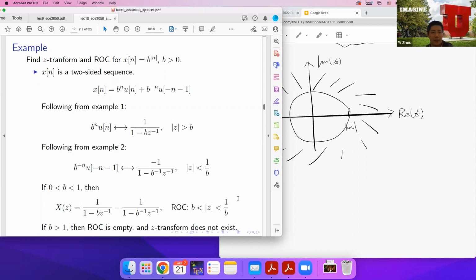So you can see that here, the ROC corresponds to a ring in the 2D plane. And in particular, if b has a value greater than 1, then this is an empty set. So in that case, we don't have any region of convergence. Now, when b is less than or equal to 1, we do have such a ring-type ROC. Okay, so this shows that two-sided signals have a ring-shaped ROC.